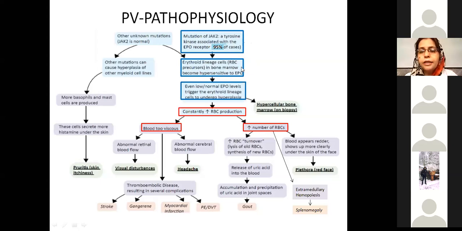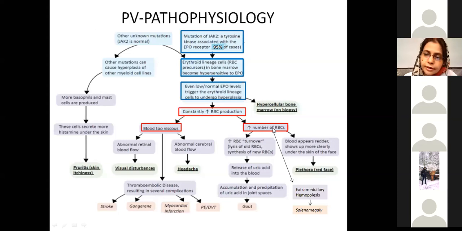So in these patients, what we see is that there is hyperplasia of the erythroid lineage in the presence of a low erythropoietin level. So when we go for a bone marrow biopsy, we get a hypercellular bone marrow involving all the three cell lines. This excess production of red cells makes the blood viscous, and the increased number of RBCs ultimately makes the skin appear reddish because the blood flow to the cutaneous tissue is increased. Hence, plethora or a red face is a common feature.